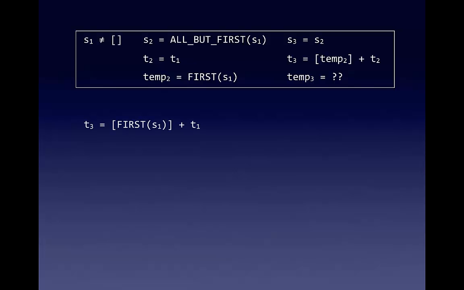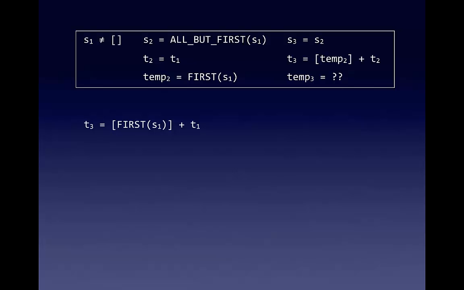I've written the facts from the symbolic reasoning table in the rectangle at the top of this slide. The facts from state 1 are on the left, the facts from state 2 are in the middle, and the facts from state 3 are on the right. We want to prove part of obligation 3, that T3 equals the sequence containing the first element of S1 concatenated with T1. Here's one way to do that.